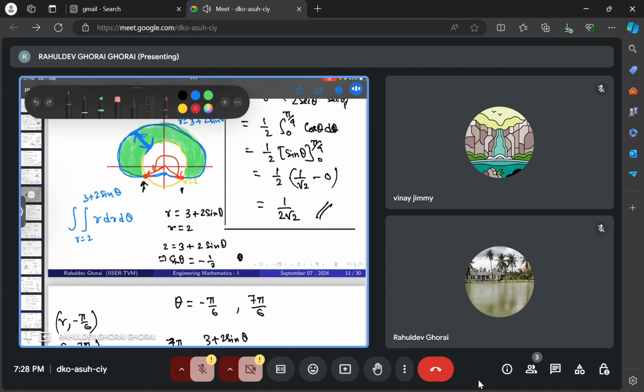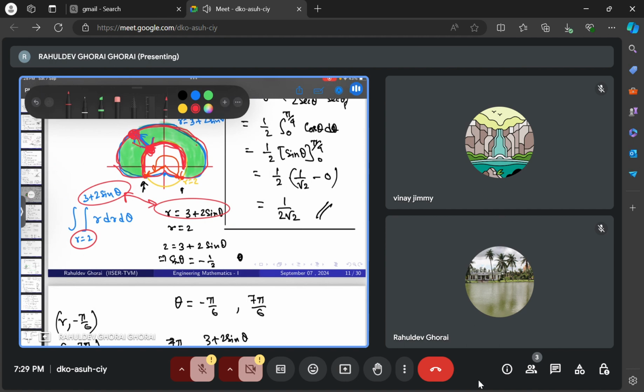So that's why r has to vary from this circle to this whole thing. r has to be maximum from 2. At this point it will be 2, but at this point it will be 3 plus 2 sin theta, because it is varying. In this circle r is constant, so r is equal to 2. But in this curve r is not constant. r is given by this quantity, 3 plus 2 sin theta.